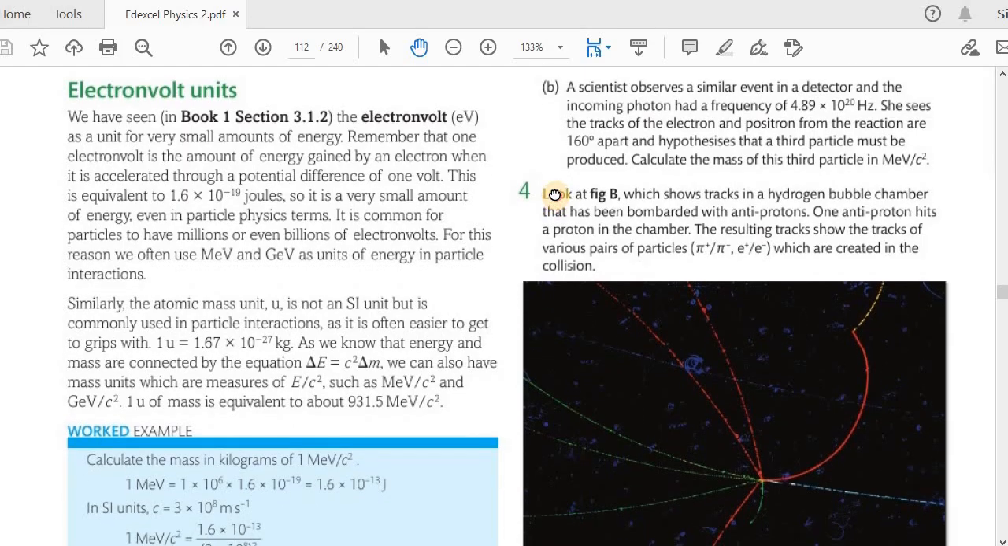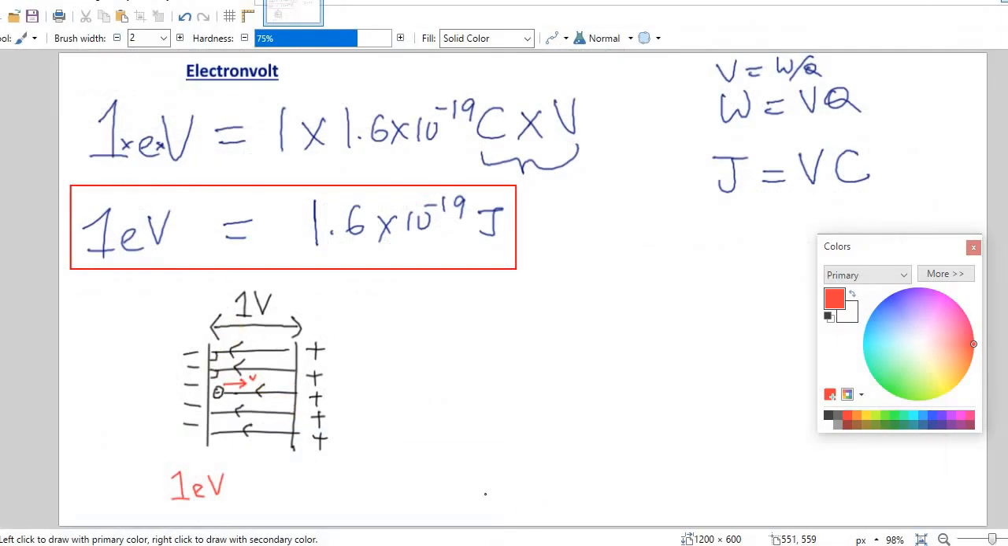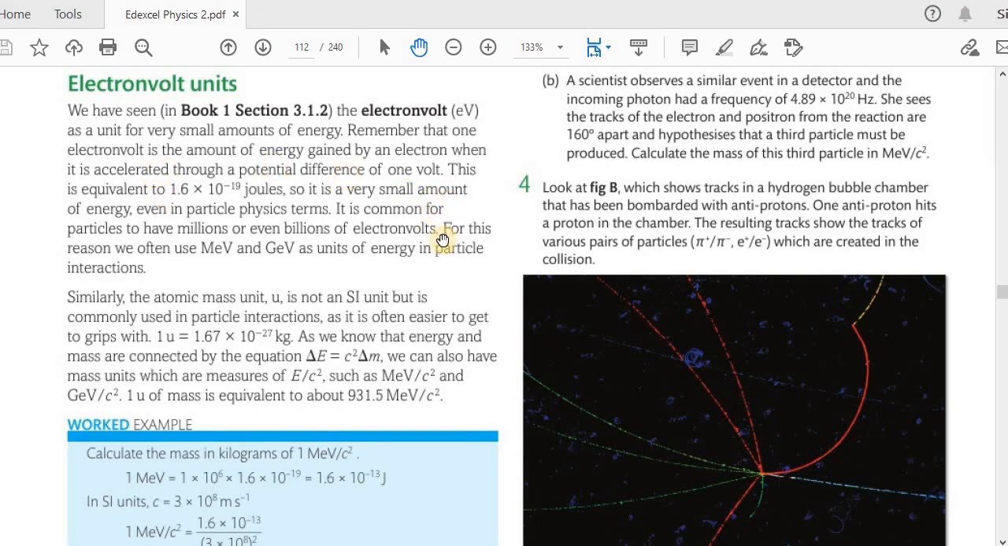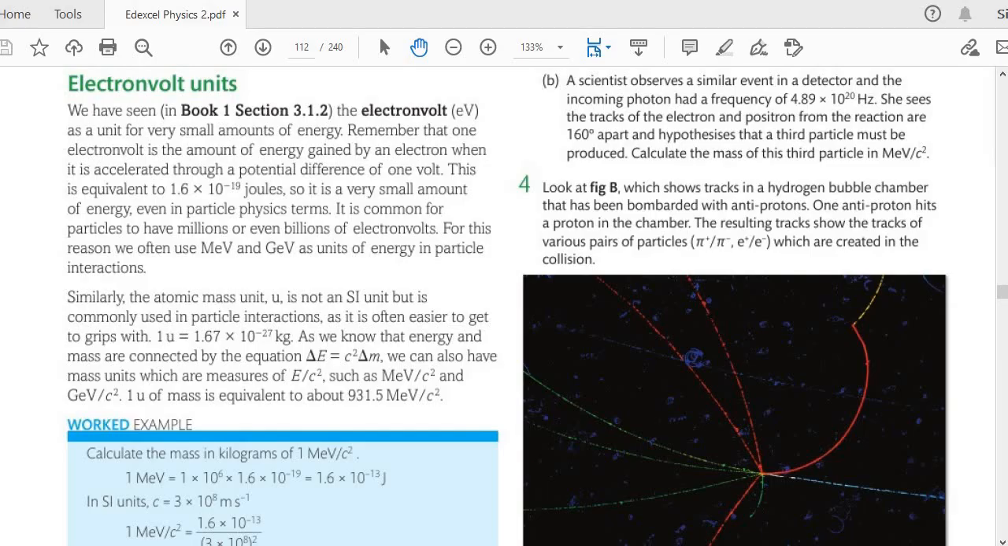Alright, then electron volt units. We have seen in book 1 section 3.1.2 the electron volt as a unit for very small amounts of energy. Remember that 1 electron volt is the amount of energy gained by an electron when it is accelerated through a potential difference of 1 volt. I already explained it here in the beginning today of this video. This is equivalent to 1.6 × 10^-19 joules. So you can see 1 electron volt is 1.6 × 10^-19 joules. So it is a very small amount of energy. You can see this is a very small number.